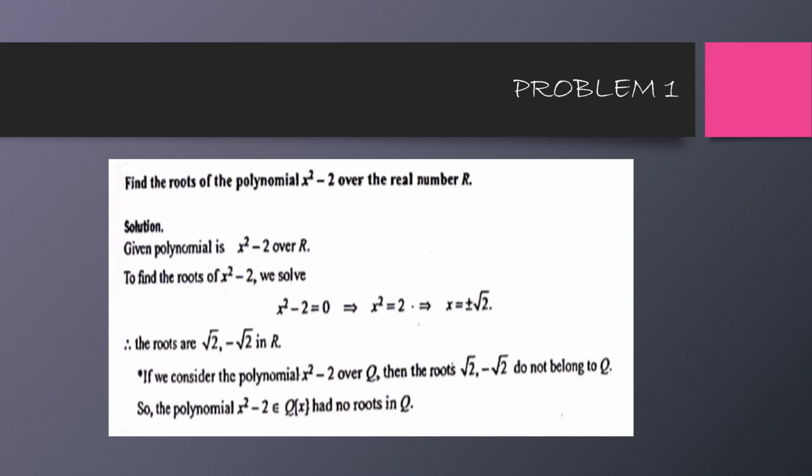Given the polynomial x squared minus 2 over R, you equate x squared minus 2 equal to 0, which implies x squared is equal to 2. So from here, what is the value of x?